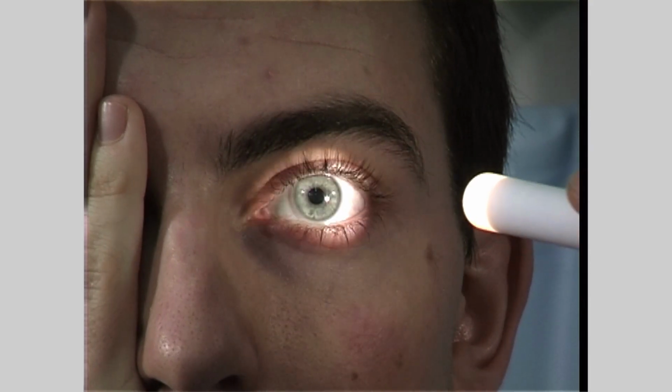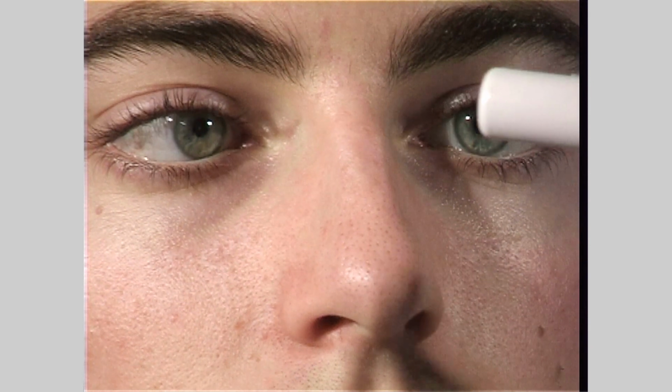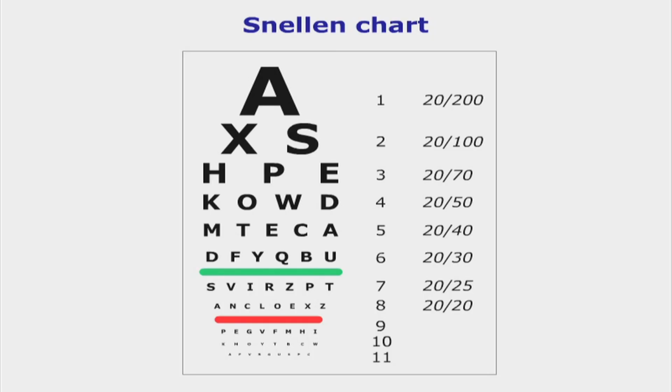A pupil which does not react to light and accommodation is slow indicates Holmes-Adie pupil, a degeneration of the ciliary ganglion. Now test for visual acuity. Place a Snellen chart 6 meters away from the patient. Test each eye separately to see if the patient is able to read the chart.